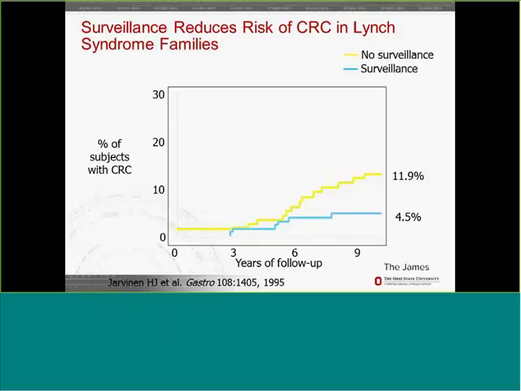So here you can see what happened. In the group that was not doing their screening, 12% of them got a colon cancer. And in the group that was going every 3 years, 4.5% got a colon cancer. So we saw a 65% reduction in colon cancer incidence by going every 3 years. This is why we're recommending every 1 to 2, because we don't want to see those 4% that we're seeing here.